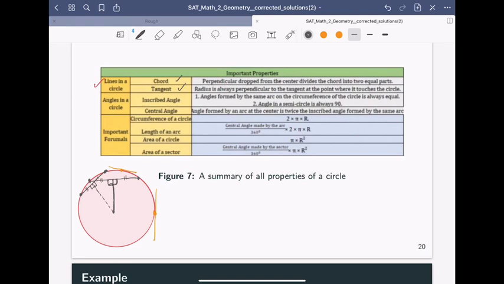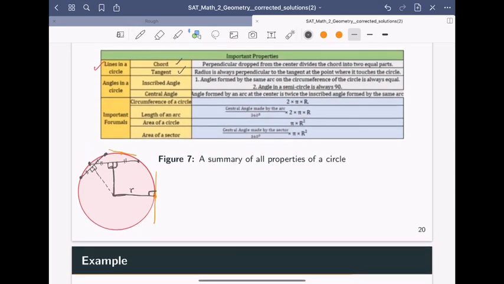And for the tangent, the radius, this is the radius, is always perpendicular to a tangent where it hits the circle. So this angle is essentially 90. The angle that the tangent makes with the radius is 90 degrees. Moreover, there are two really important angles that we are to talk about, and to study them we'll have to draw a new circle. So here is a new circle. We've got two different angles: one is called the inscribed angle and one is called the central angle.